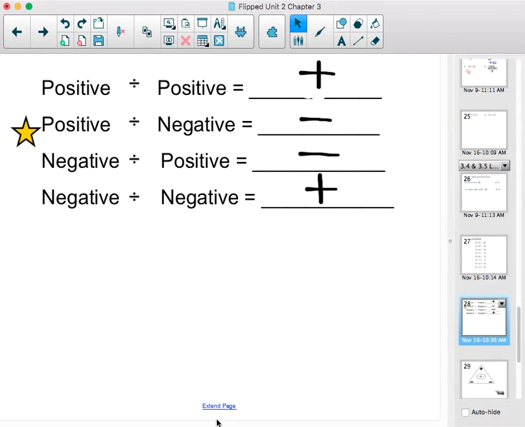Positive divided by a positive gets us a positive. Positive divided by a negative is a negative. Negative divided by a positive is a negative. And a negative divided by a negative is a positive.